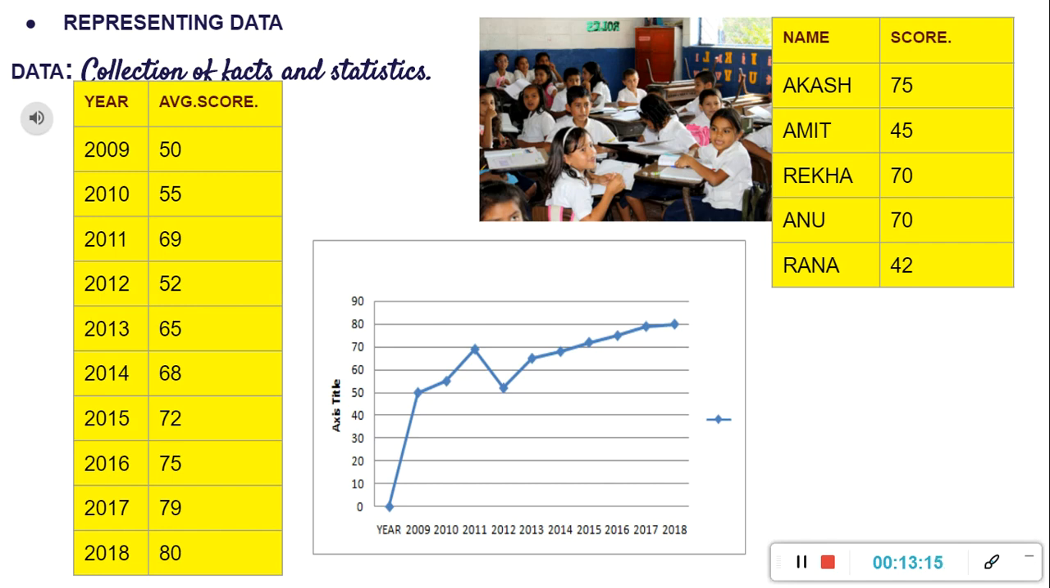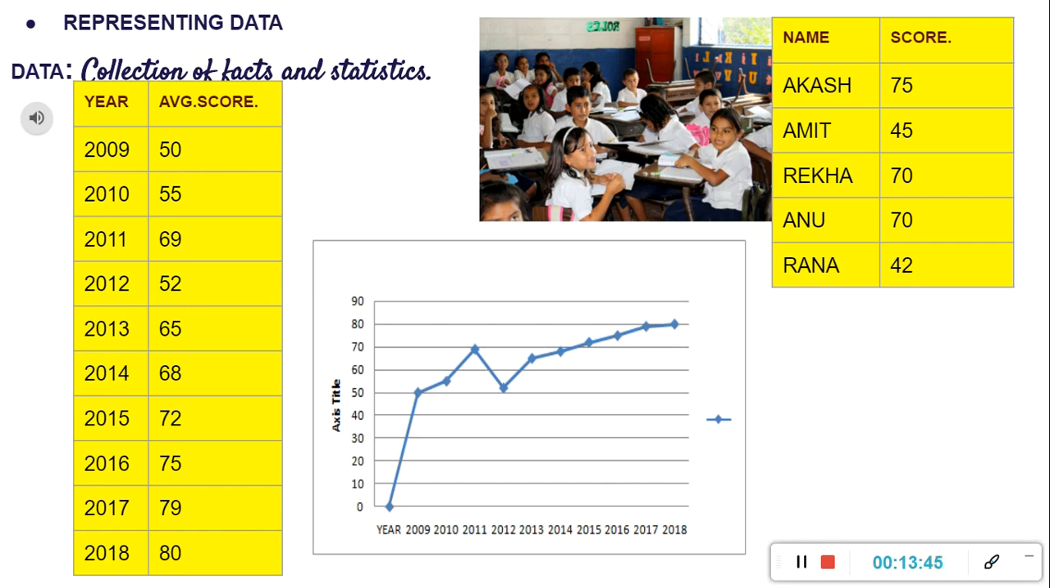Because this gives the facts, this gives you the information of the entire class. Note, it is not only about the number of students in the class or students' scores. Think of anything which gives some information, like the population of the country, or the sales in a shop. It could be anything. So the collection of information in the form of facts or statistics is known as data.